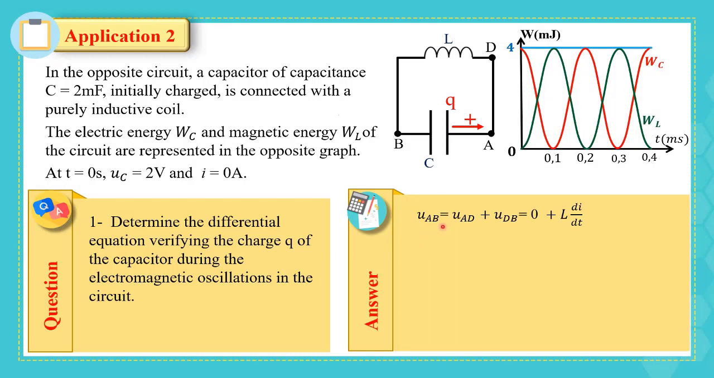First, using the law of addition of voltages, UAB equal UAD plus UDB, so equal to 0 plus L di by dt. And since the positive sense is leaving the plate having charge q, so i equal minus dq by dt, and di by dt equal minus q double prime. And UAB, which is equal to UC, equal q over C. So q over C will be equal to minus L q double prime, and q over C plus L q double prime equals 0. Dividing by L, we will have q double prime plus 1 over LC q equals 0.